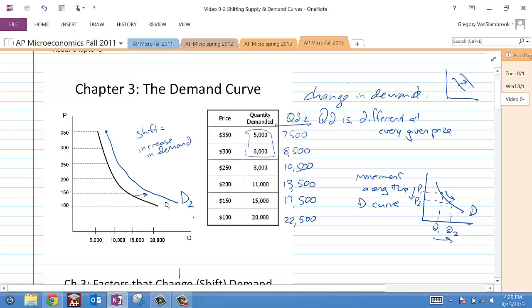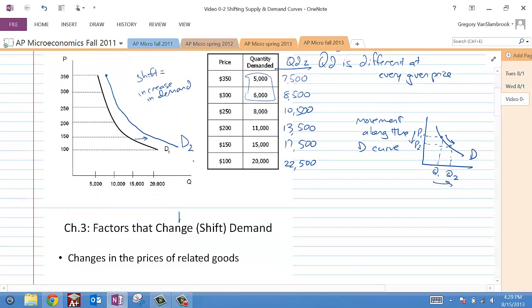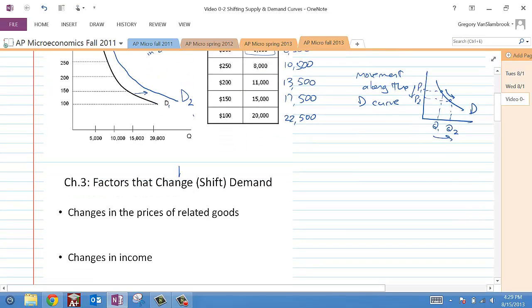A shift, or a change in demand, back to what we're focusing on here, is when you change the quantity demanded at every price, and therefore you shift the curve to the right. So there's a change in demand. Let's go back to why would this happen? What does this have to do with our Indianapolis Colts, Denver Broncos, Peyton Manning example?